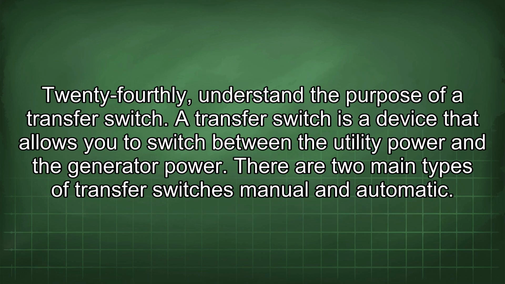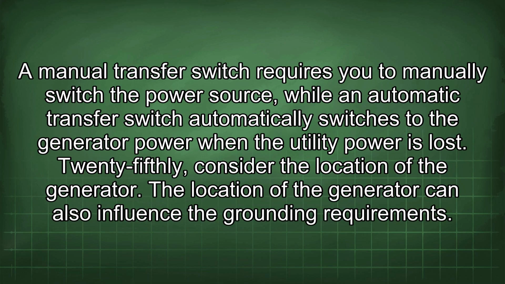24thly, understand the purpose of a transfer switch. A transfer switch is a device that allows you to switch between the utility power and the generator power. There are two main types of transfer switches: manual and automatic. A manual transfer switch requires you to manually switch the power source, while an automatic transfer switch automatically switches to the generator power when the utility power is lost.